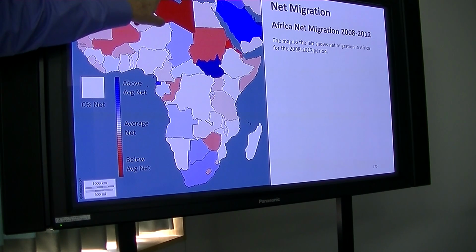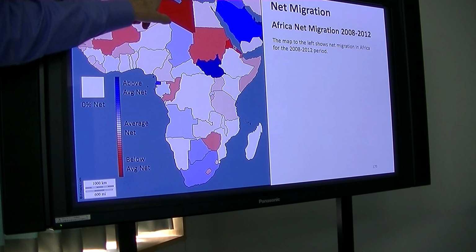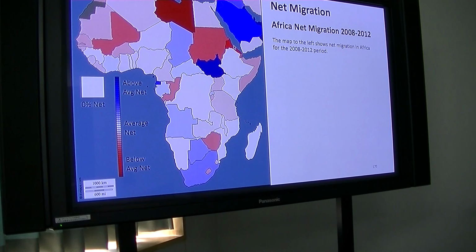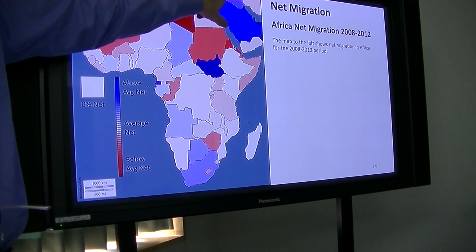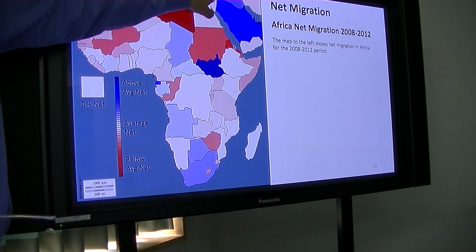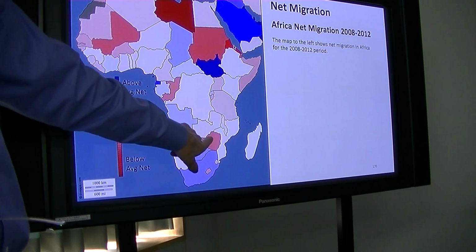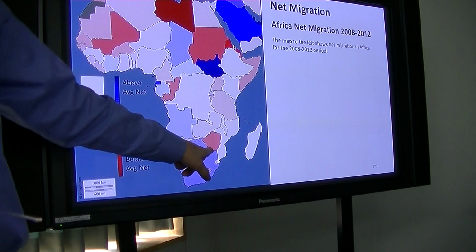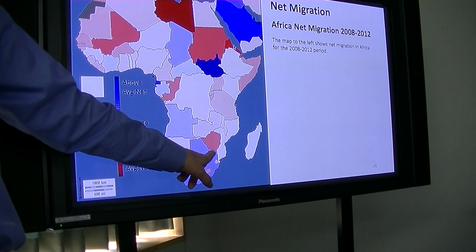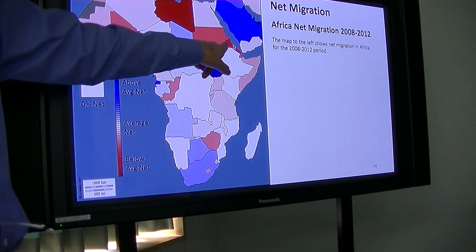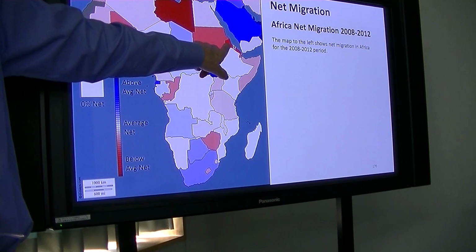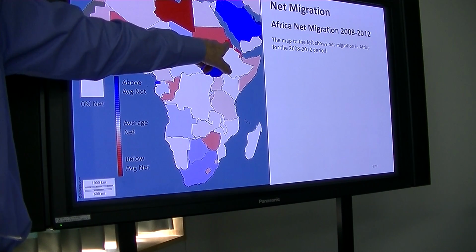It's an Italian island. One imagines if the Italians gave it to the Tunisians, that would stop the flow of migration. But lots of immigrants. There's Syria. Lots of people leaving Syria. There's Zimbabwe. It's not a particularly attractive country. Eritrea. It's one of the most repressive regimes.